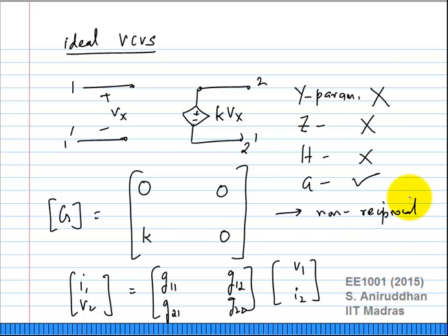This is non-reciprocal. More importantly, this is also unilateral. So this is not only non-reciprocal, this is also unilateral. Unilateral means the cause effect is in one direction only, not in the opposite direction. In fact, in the opposite direction, the cause effect is non-existent. Any questions on this?